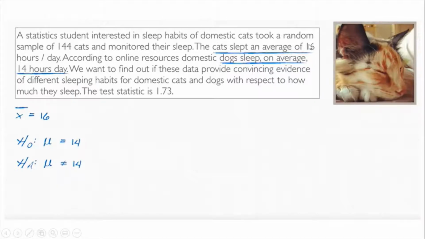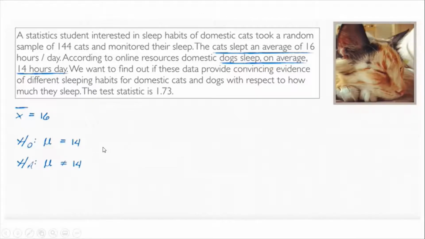Okay, so the mean for the sleeping hours for cats is 16. We have one mean, and the other mean is for dogs, which is 14 hours per day. So the test statistic is 1.73. Now we set our null hypothesis, which is a little bit confusing, so forget that. Our null hypothesis should be that the mean of the cats and the mean of the dogs are equal. That is our null hypothesis.